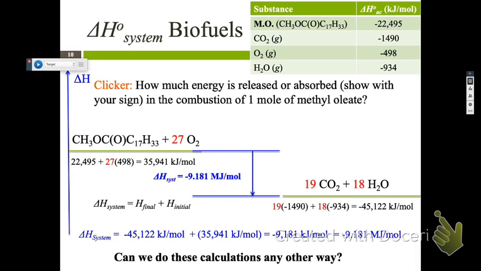So the next question I'm going to ask is, can we do these calculations any other way? If we didn't have that table of enthalpy of atomic combination, what other information could we use, and how would we calculate the total change in enthalpy of this reaction?